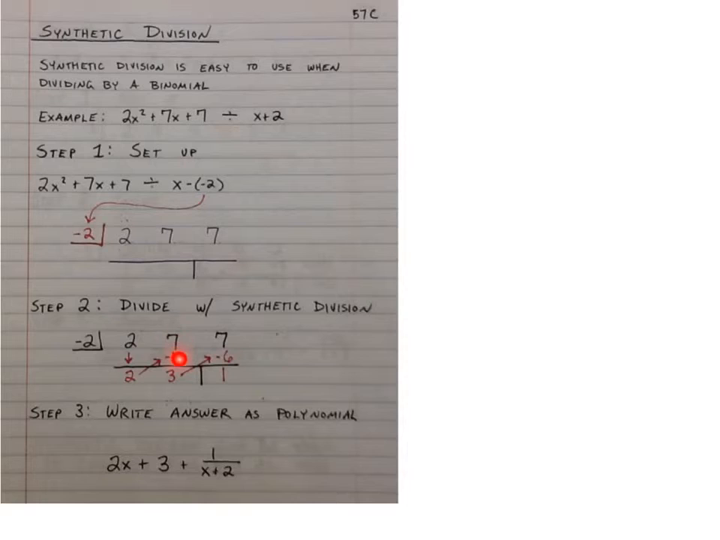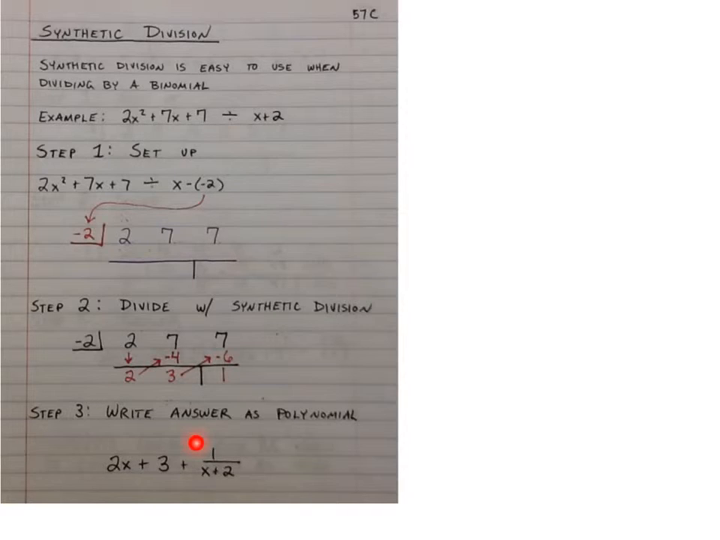And then we add those. 7 plus negative 4 is positive 3. And then we repeat again. 3 times negative 2 is negative 6. And then we add them. 7 plus negative 6 is positive 1. At this point, we are done, and we can write the answer as a polynomial. So the 3 carries down, the 2 becomes 2x, and our remainder is 1 over x plus 2. Synthetic division confirmed what we saw earlier with the long division.